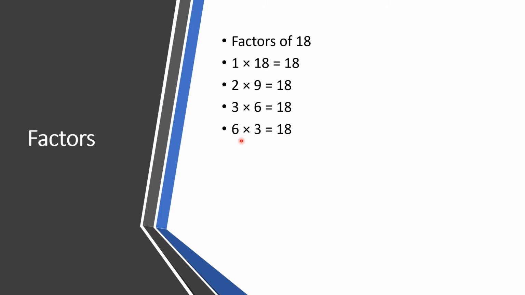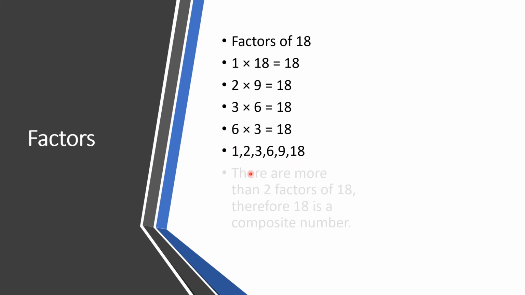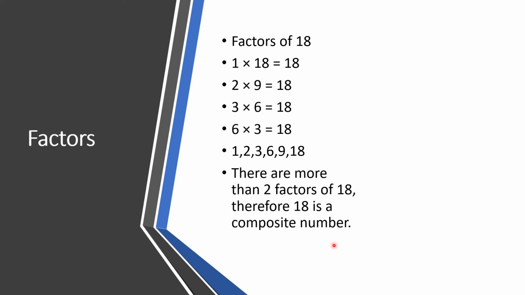Now we will stop here because 3 sixes and 6 threes are repeating. That's why now we can arrange the factors in ascending order. The first factor of 18 is 1, then 2, then 3, then 6, then 9, then 18. So the factors are 1, 2, 3, 6, 9, 18. These are the factors of 18. On the basis of this, we can say that there are more than 2 factors. Therefore, 18 is a composite number.